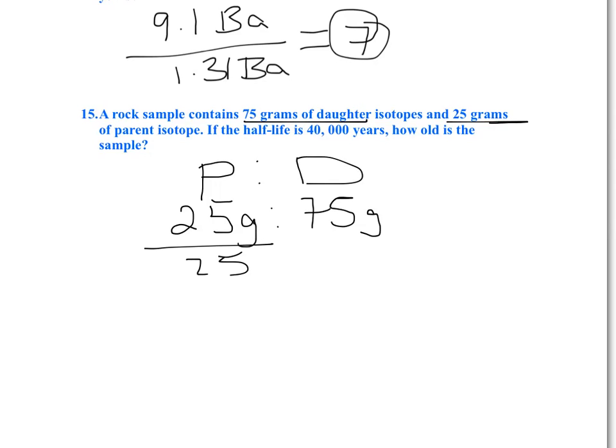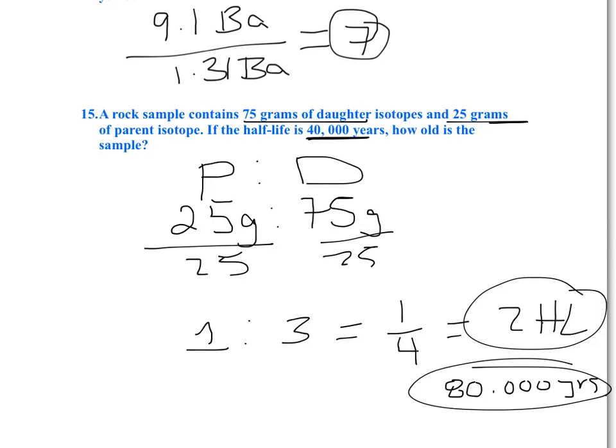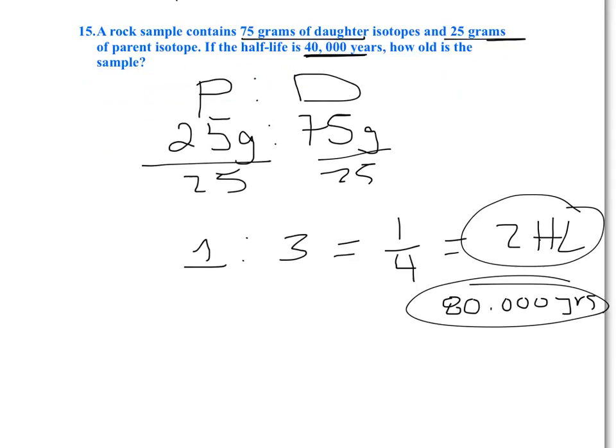You divide both sides by the smallest number, so that's going to give you a ratio of 1 to 3, which is a fraction of 1 over 4, which gives you 2 half-lives. Knowing that the half-life value is 40,000, and we have 2 half-lives, it's going to be 2 multiplied by 40,000, so we know that the sample is approximately 80,000 years old. And that is the end, I am pretty sure.